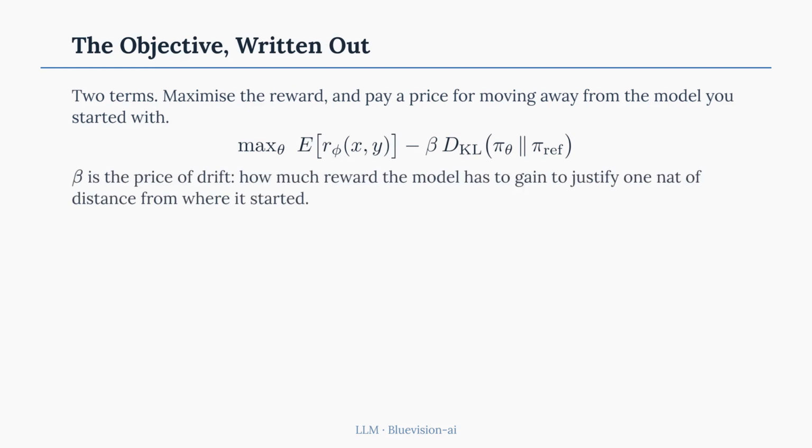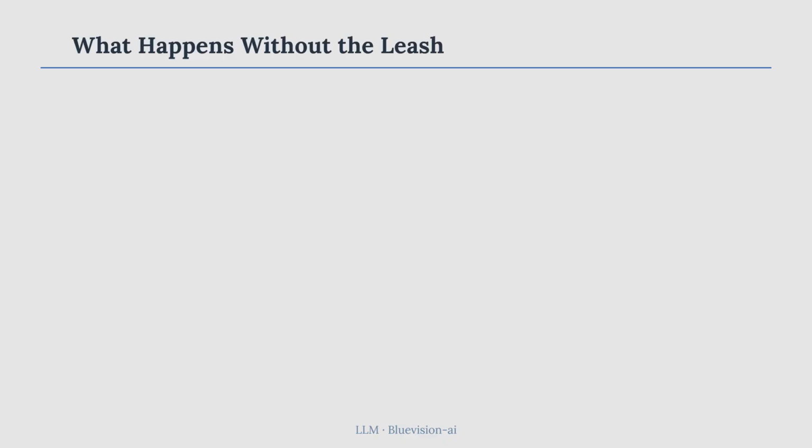And beta is the price of drift. Literally, how much extra reward the model has to gain to justify one nat of distance from where it started. That number is a real setting on a real training run. And in about three minutes, you're going to work out what it should be. You might be thinking, why do I need the second term at all? Just maximize the reward. Fair.